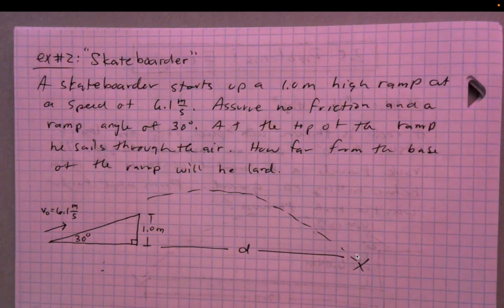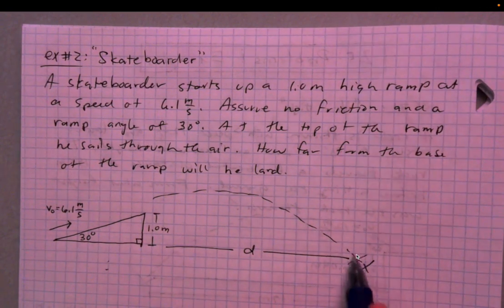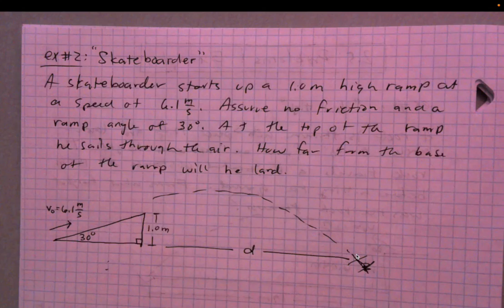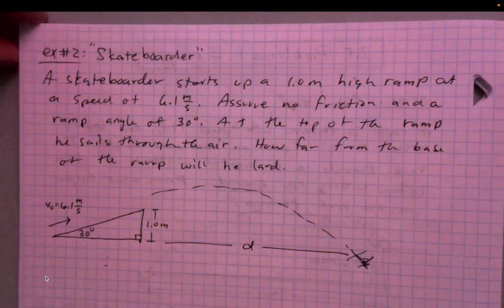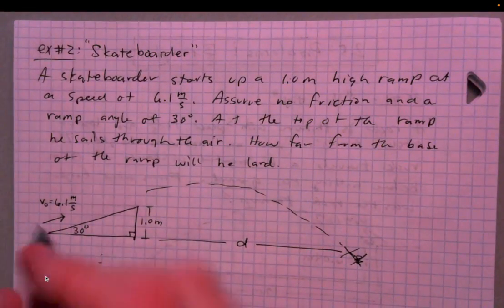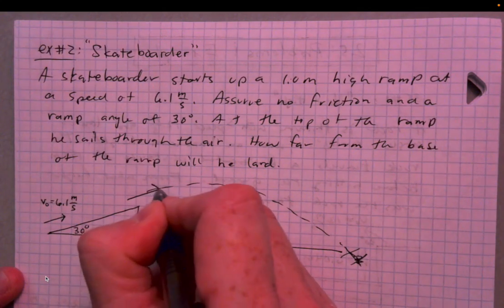What is the distance to the landing, right? So let's consider this the base of the ramp. So how far out here does he land? To really answer this question, we have to know how fast the guy's going when he leaves the ramp, right? That's going to matter. So we really need this thing here first.